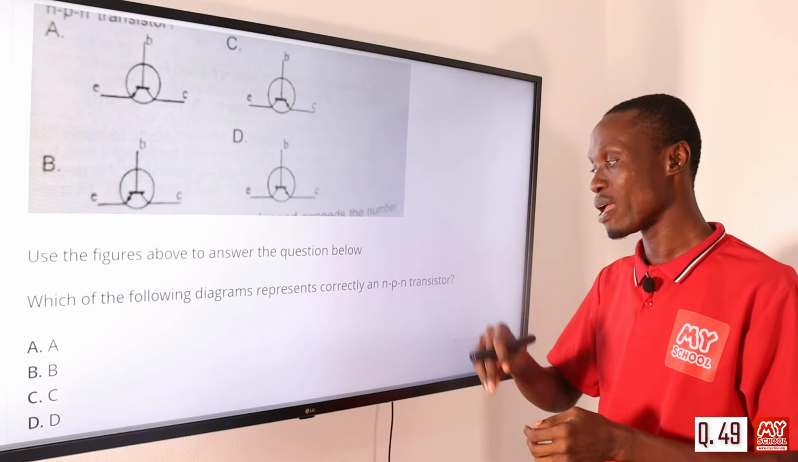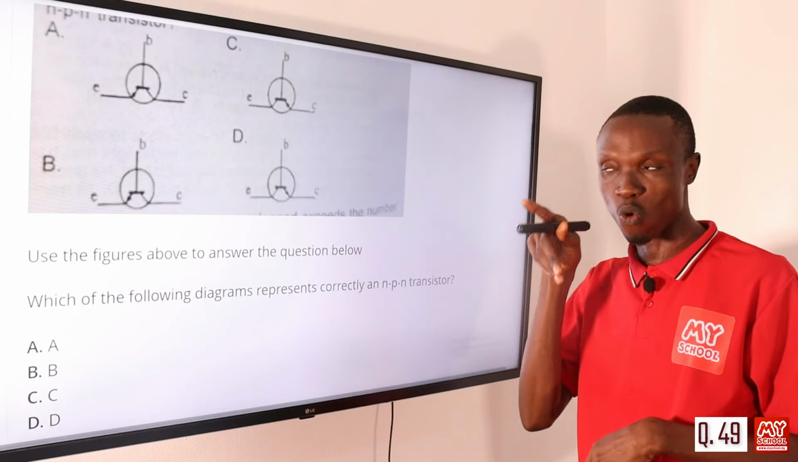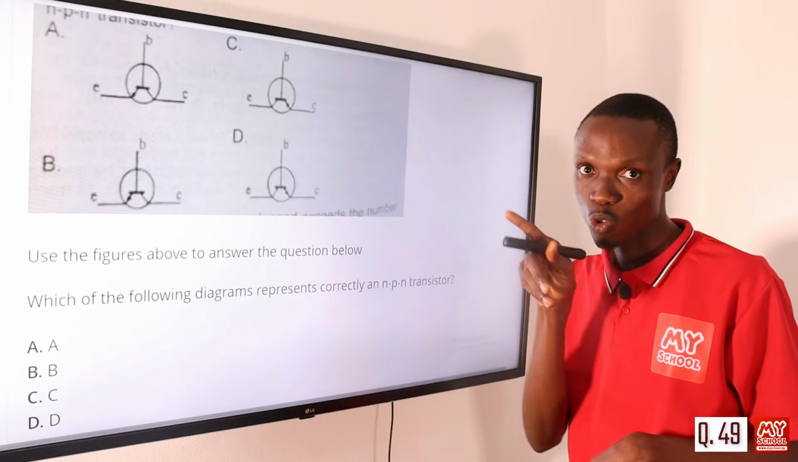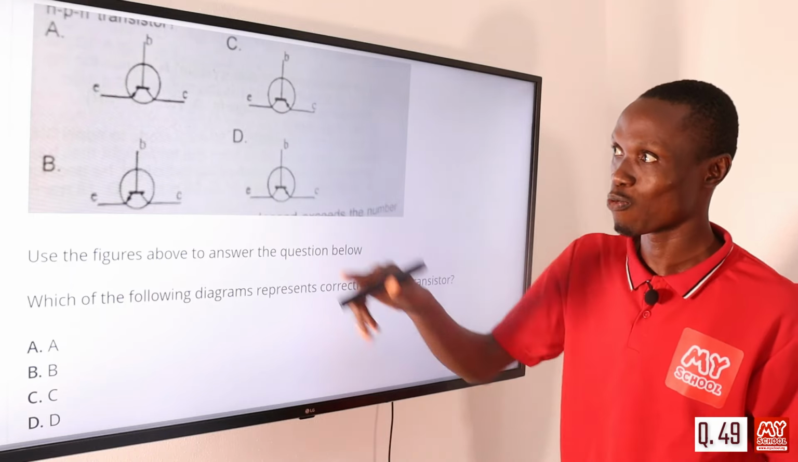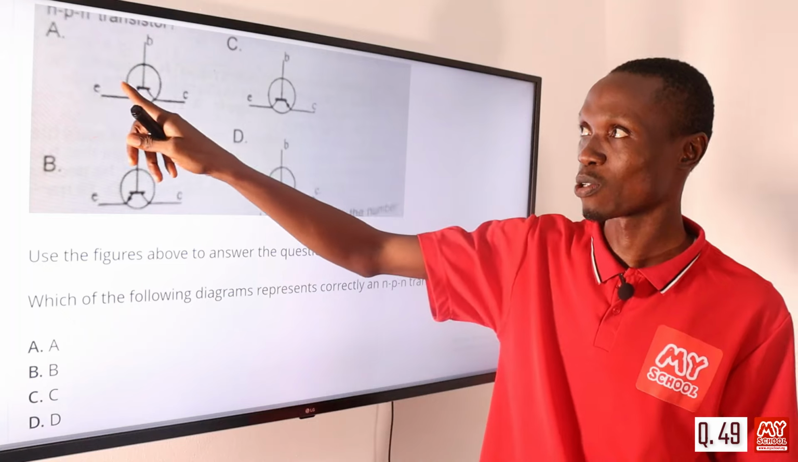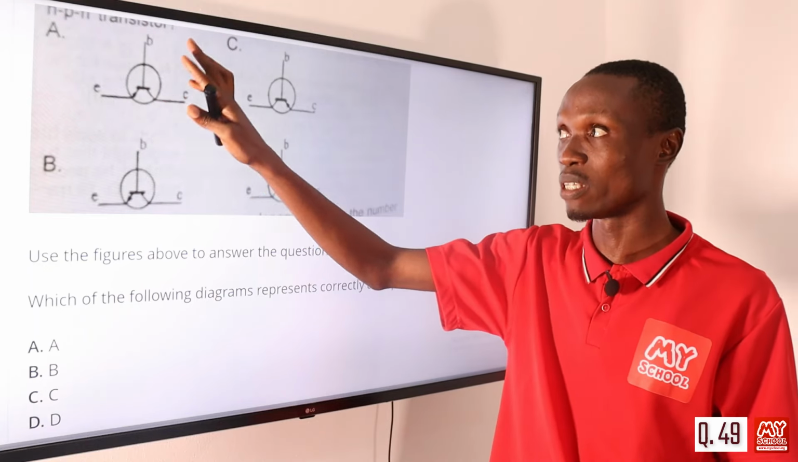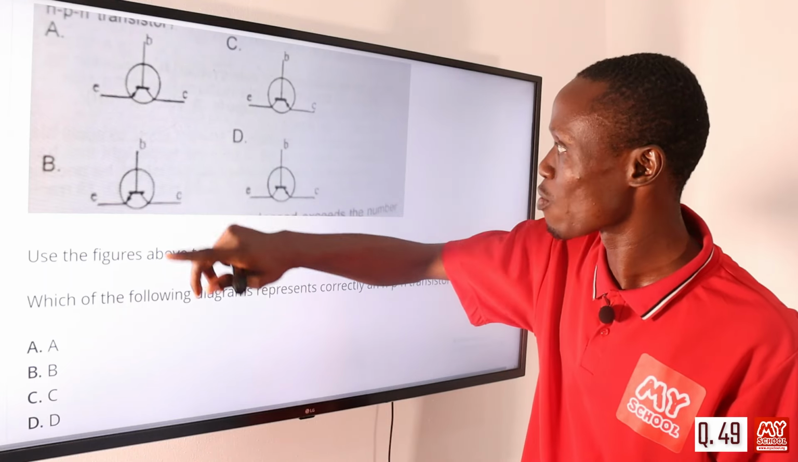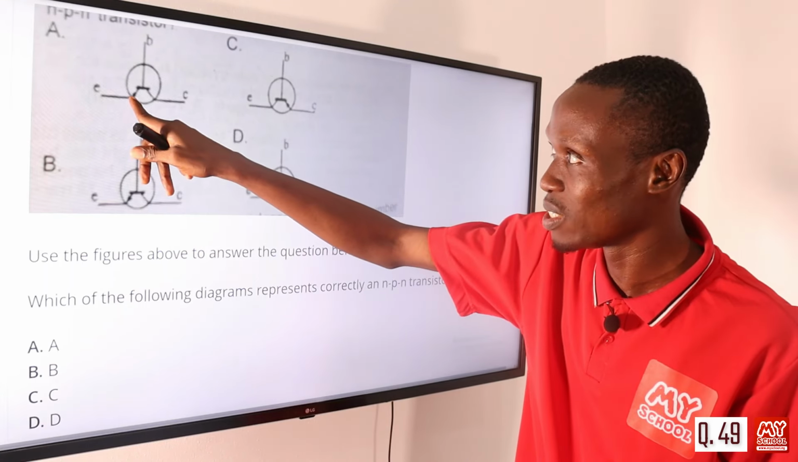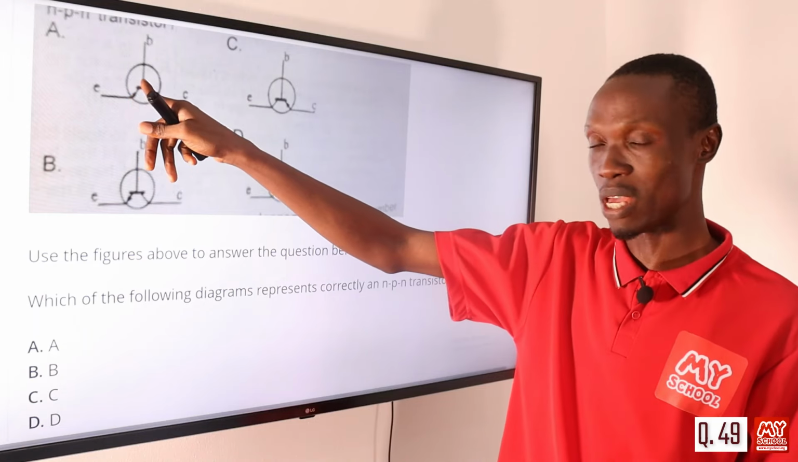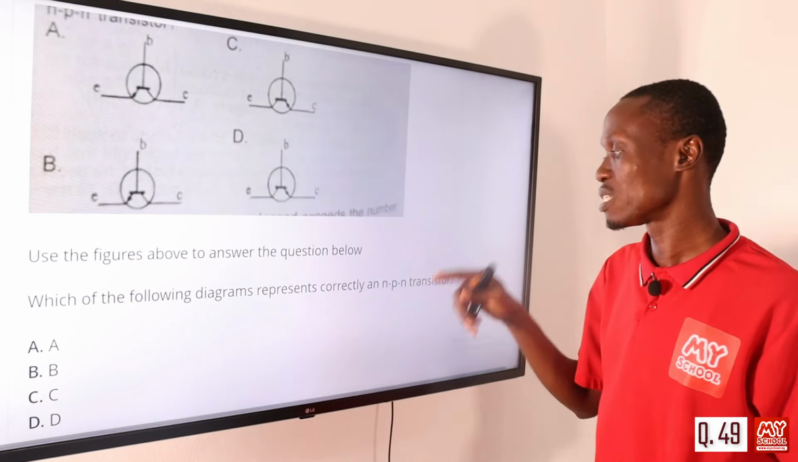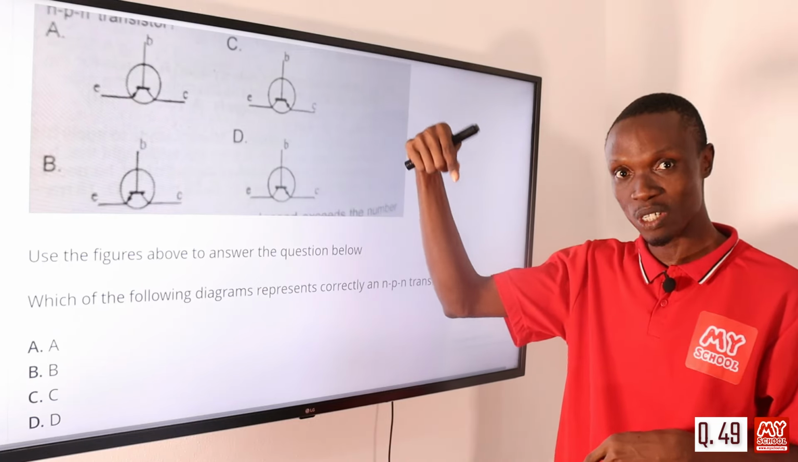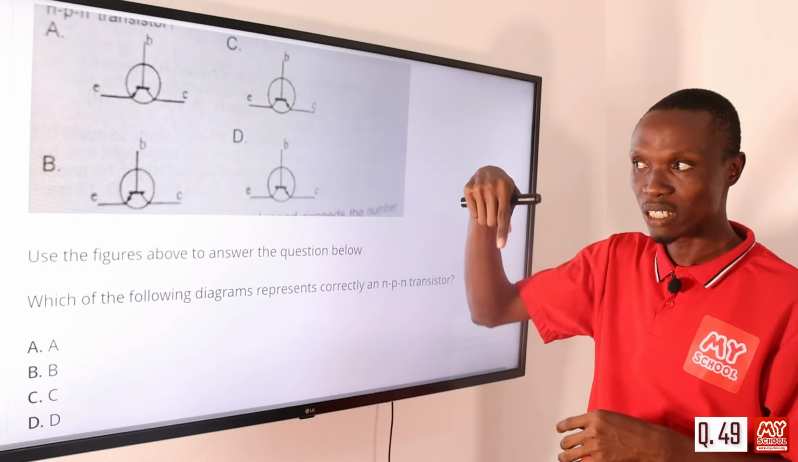For a PNP transistor, you will see an arrow that is moving from the emitter towards the base. Option A is a good example, the diagram of a PNP transistor, because the arrow is moving from the emitter towards the base. While for the NPN transistor, that arrow is moving from the base towards the emitter.